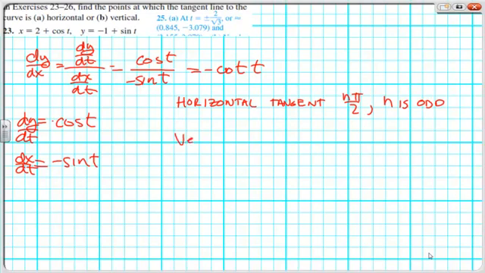What about the vertical tangents? Places where sine is 0. And where's that? That's going to be at 0, pi, 2 pi, 3 pi. Or in other words, it's going to be n pi, where n is an integer. And that's it.